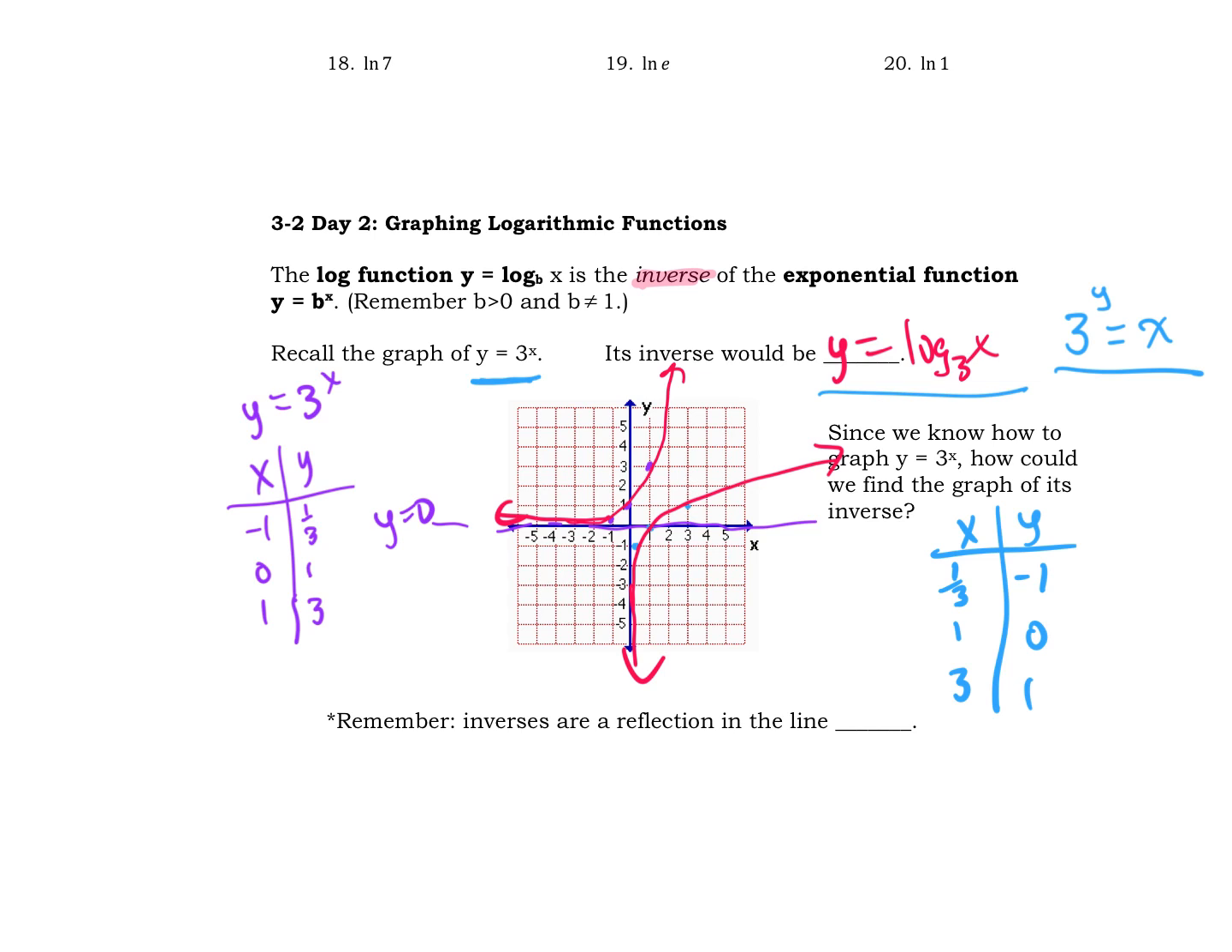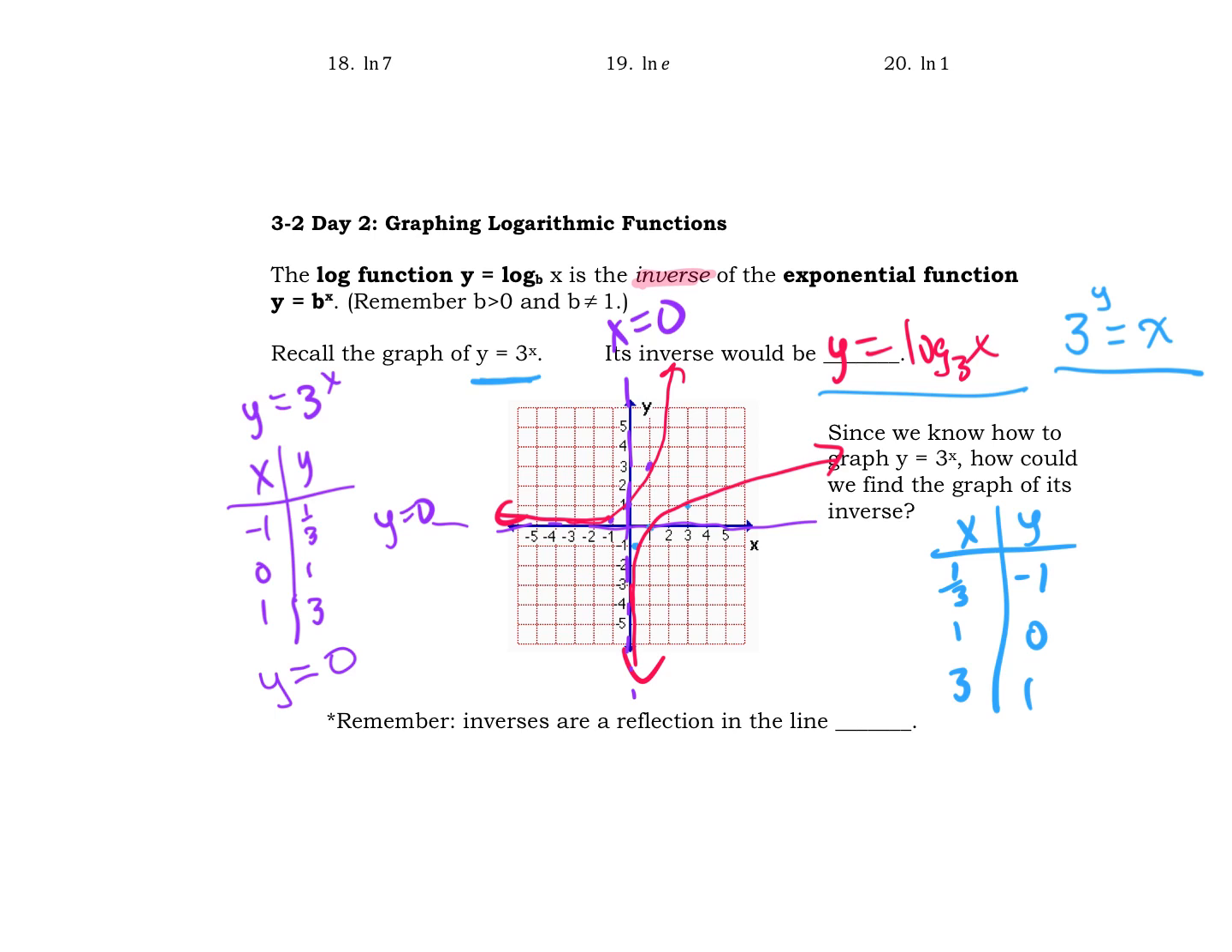Guys, if the asymptote for this exponential equation was y is equal to 0, what do you think the asymptote would be for this inverse graph? There you go. It should make sense to you then that this is going to be x is equal to 0, right? So the asymptote for a logarithmic graph will always be at x equals 0 for the basic graph. If we're shifting, then it might change, right? Okay, let's take a look.